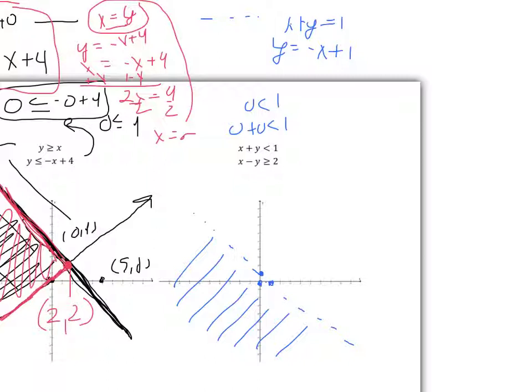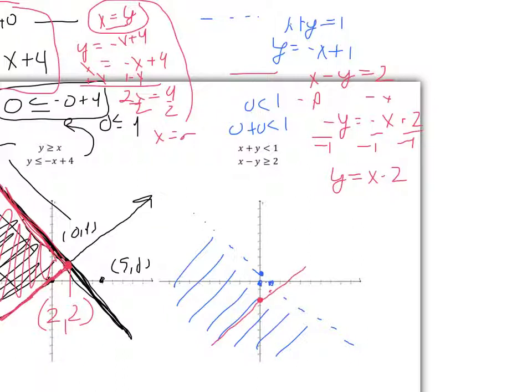Okay. Now the next one, we have x minus y is greater than or equal to 2. So we have greater than or equal to, so we're going to use a solid line. So we have x minus y equals 2. Subtract our x, gives us negative y equals negative x plus 2, and divide everything by negative 1 here, and we get y equals x minus 2. So this is a line with y-intercept (0, negative 2), slope 1, so go up 1 and over 1. So this has a solid line, so we can draw that solid line in there.